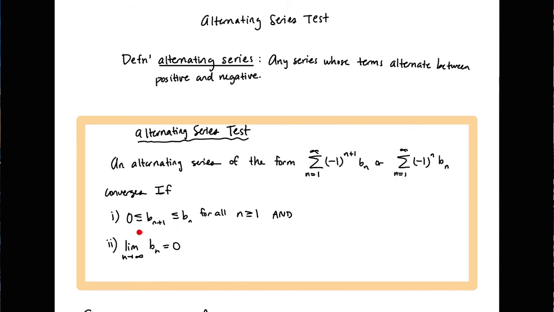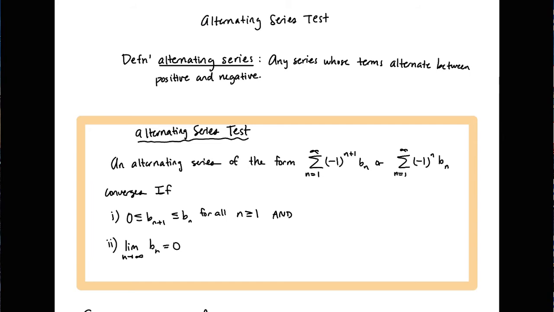So the first condition is that all of your sequence terms are positive. So the greater than or equal to 0 means positive. And next, the terms are decreasing. So b sub n plus 1 must be less than or equal to b sub n, aka the next term in the sequence needs to be smaller than or equal to the previous term. That's for all n greater than or equal to 1, so for all terms in your sequence.